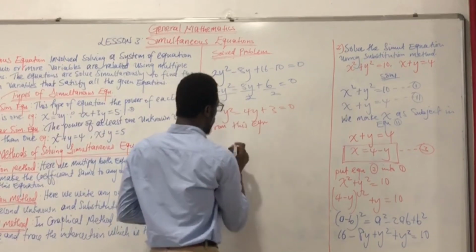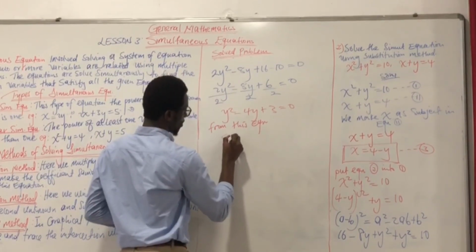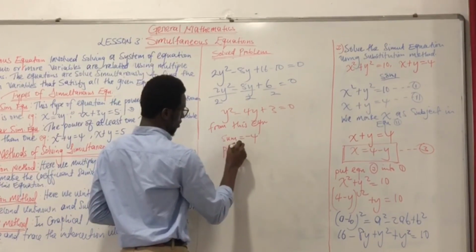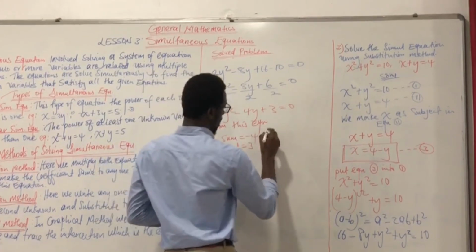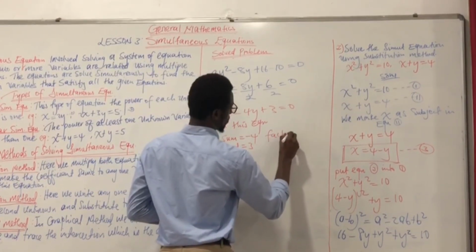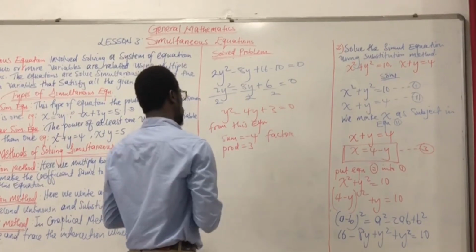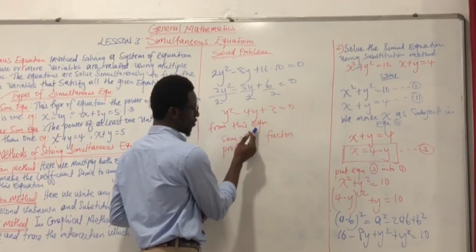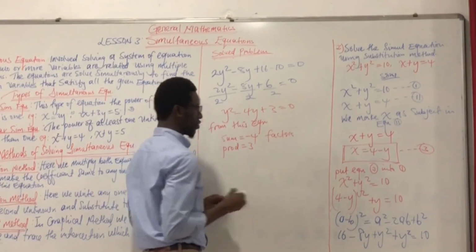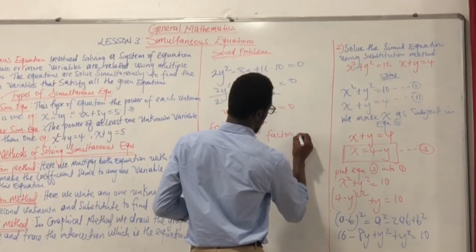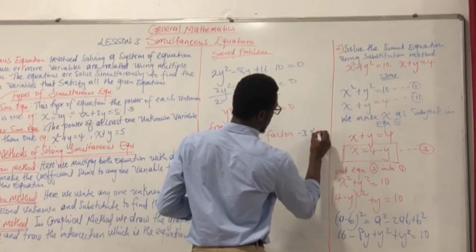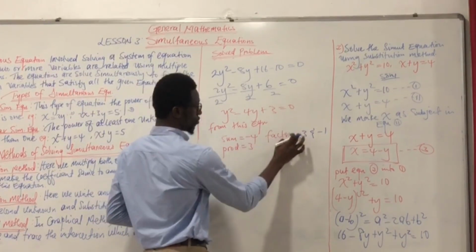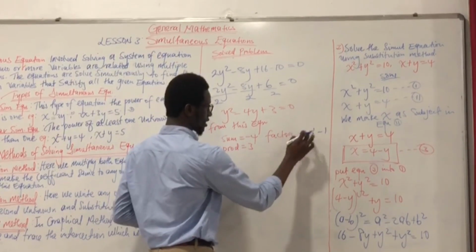So basically for this one, the sum is minus 4. The product is 3. And the factors are, here we find two numbers that when we add, will give us minus 4, and when we multiply, will give us 3. So these numbers are minus 3 and minus 1. Because when we add minus 3 and minus 1, it will give us minus 4. When we multiply minus times minus, will give us plus. 3 times 1 is 3.